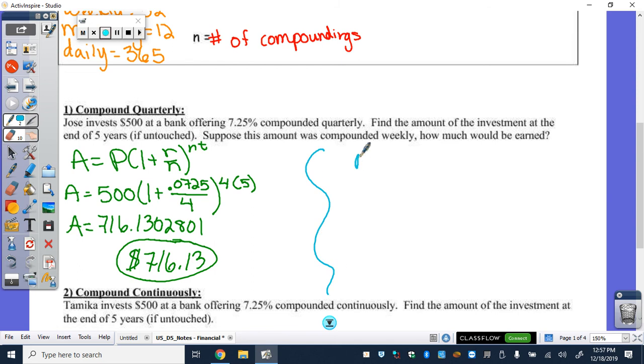All right, so let's try it again. But this time we're going to figure out how much money he would have at the end of 5 years if it was compounded weekly. So what is the only thing that'll change about our equation? The n. N will become what? 52.